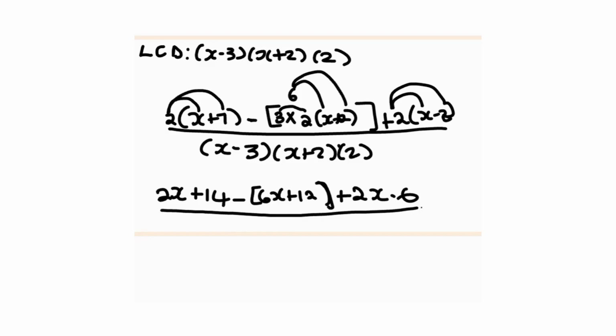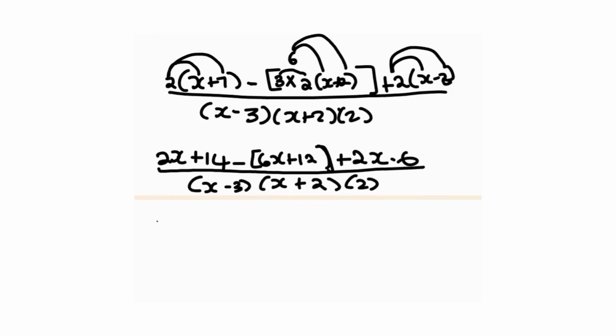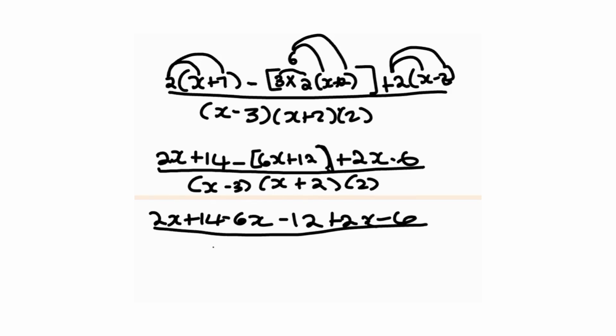And please guys note, don't rush to factorize your denominator. Keep it as it is until you get to the last part, because sometimes you need the denominator as it is. You see, I'm not foiling out anything as yet. So now we have 2x plus 14 minus 6x minus 12 plus 2x minus 6, all divided by x minus 3, x plus 2, and a 2.